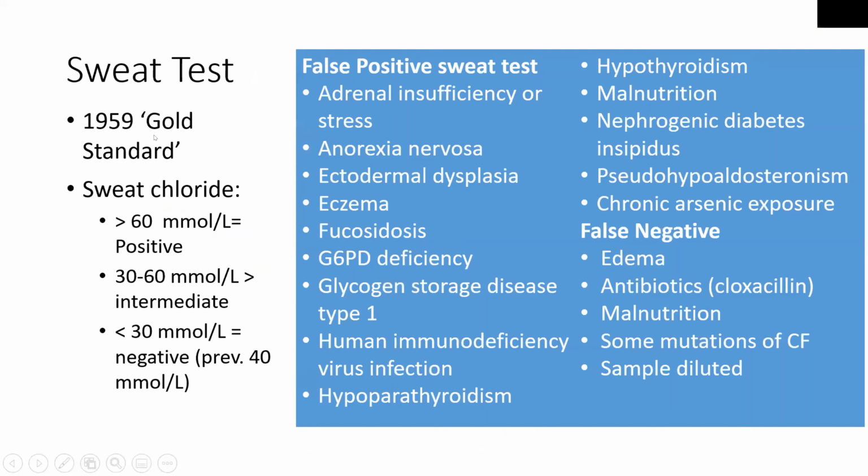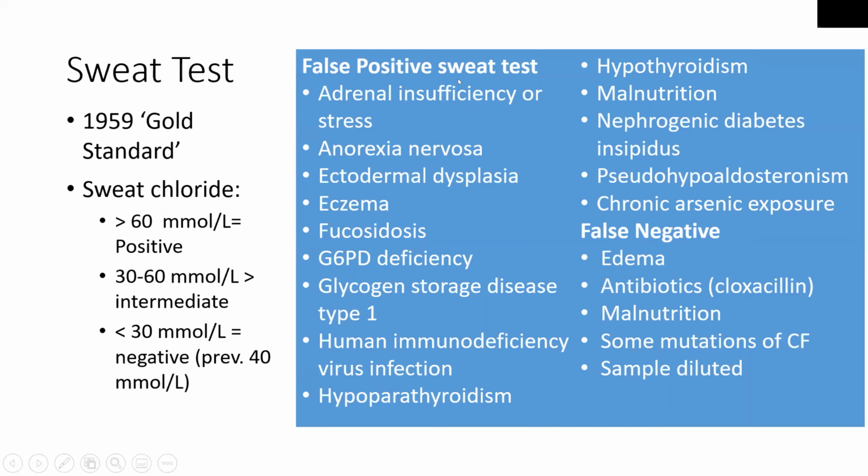The sweat test was introduced in 1959, and values above 60 millimoles per liter are considered positive, while values below 30 millimoles per liter are considered negative, and this is a new limit. Previously it was 40, and values between 30 and 60 are intermediate.